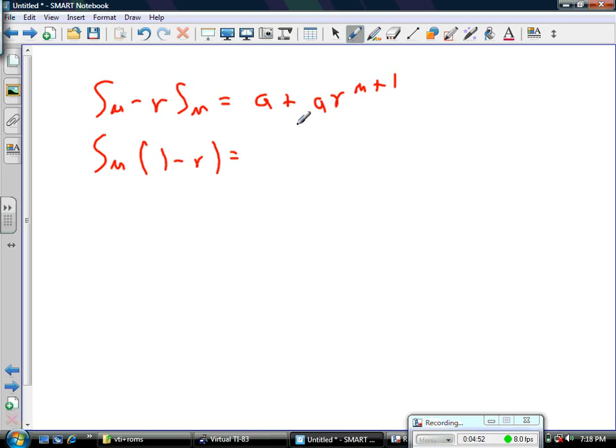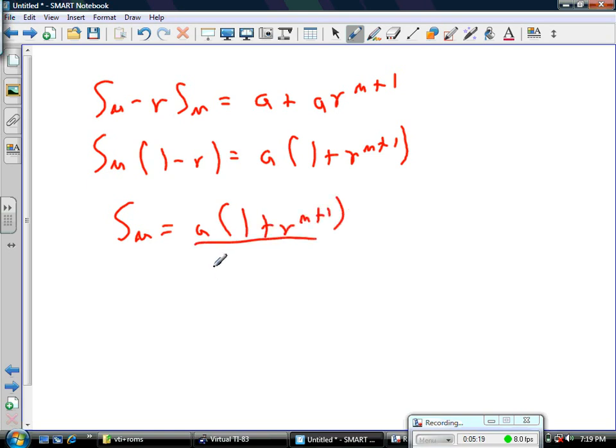A is a common factor. Factor it out. That's r to the n plus 1. So how do you get this alone? That was my original question. What is the finite sum, the sum of a finite geometric series? What's S sub n? Get this alone how? Divide by 1 minus r. So S sub n equals a times 1 plus r to the n plus 1 over 1 minus r.